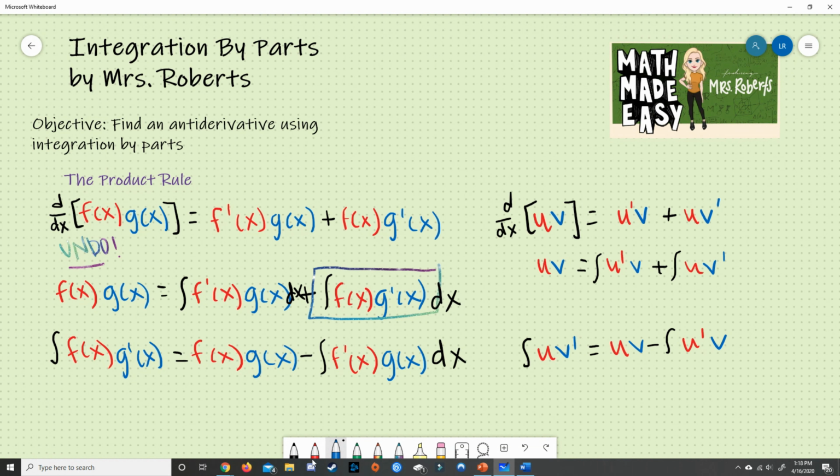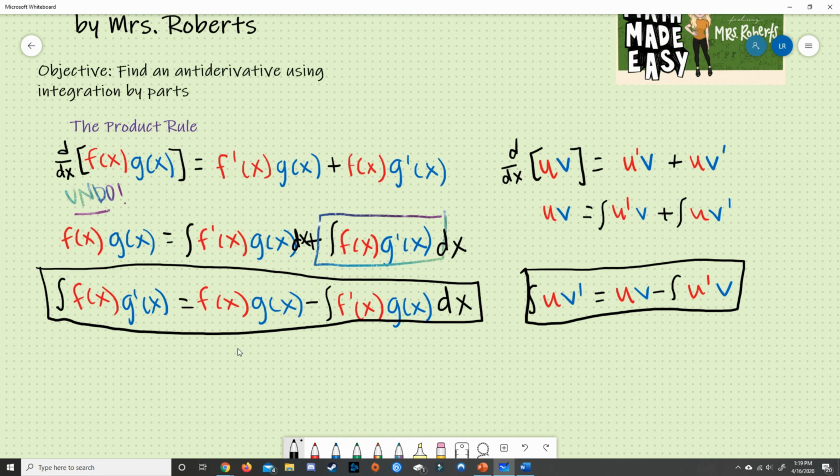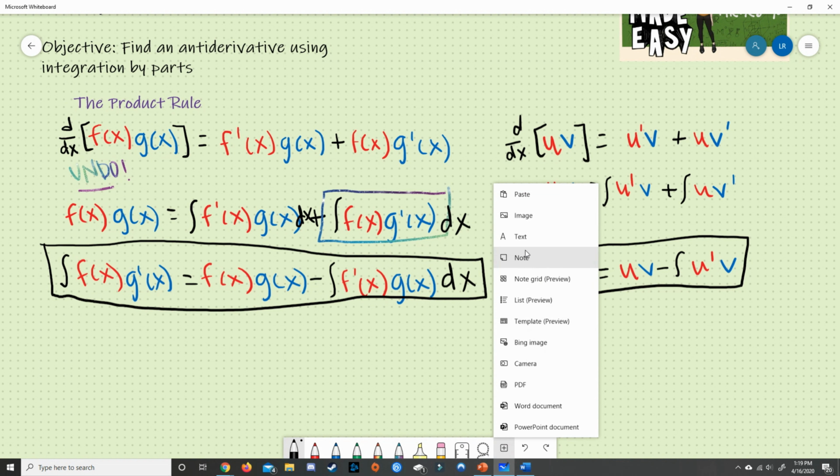So what we just did was derive this formula for integration by parts. You can either use this or you can use this. They mean exactly the same thing. That's our formula, and we will apply it when we have one function times another function. The tricky part is figuring out which one we want to be f of x and which one we want to be g of x. There are some guidelines to make that a little bit easier.